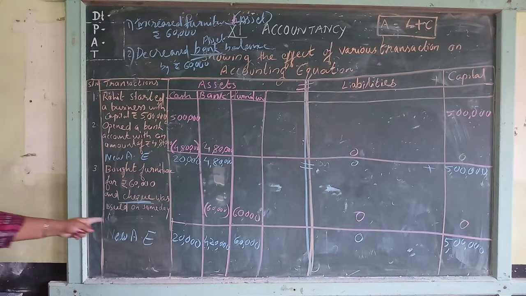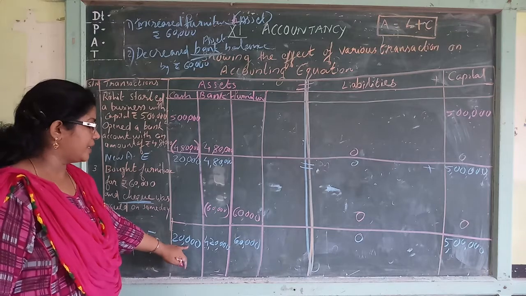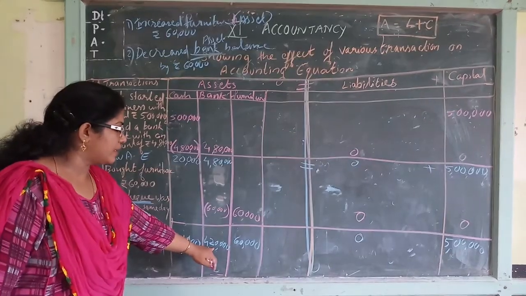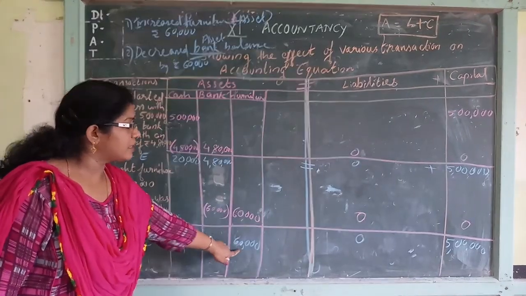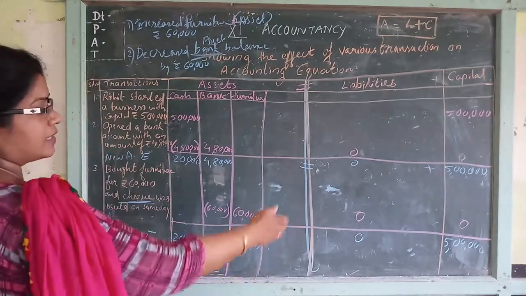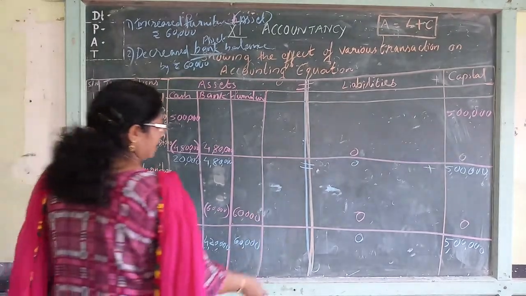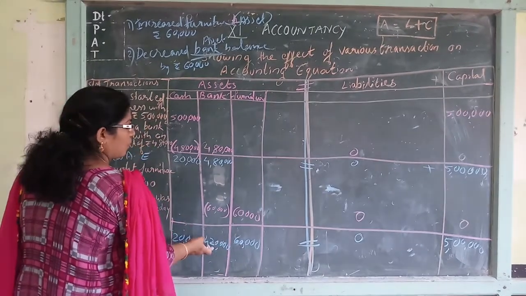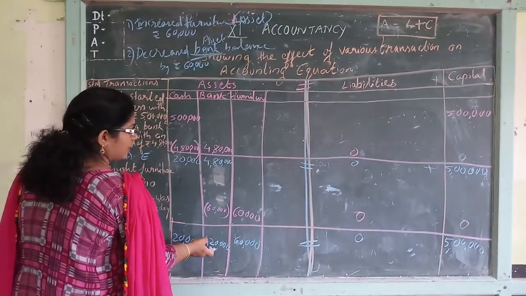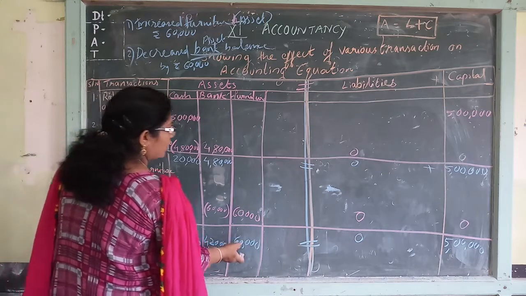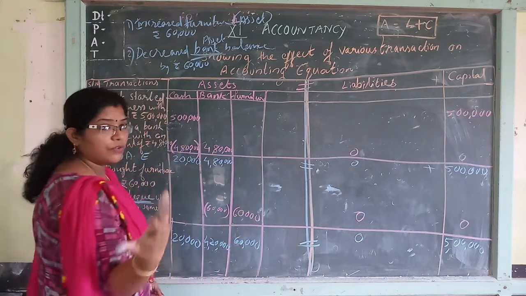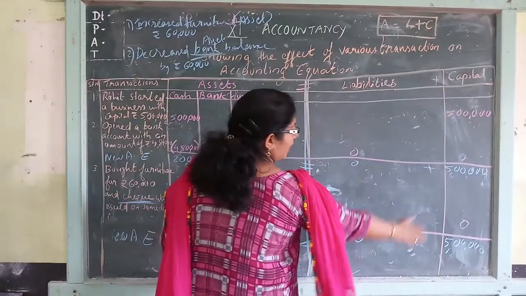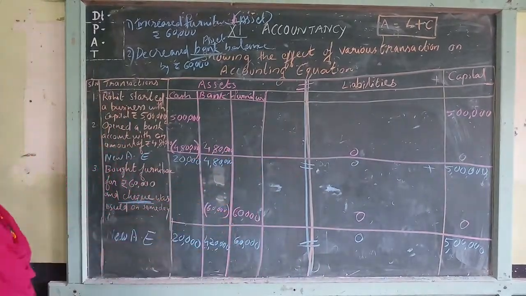So now this is the new account equation. 20,000 cash, 4,20,000 bank balance, 60,000 furniture value, and capital balance is 5 lakh. Check whether your answer is correct or wrong. What is the total of this? 20,000 plus 4,20,000 is 4,40,000. 4,40,000 plus 60,000 is 5 lakh. That is equal to capital 5 lakh. 5 lakh plus 5 lakh.